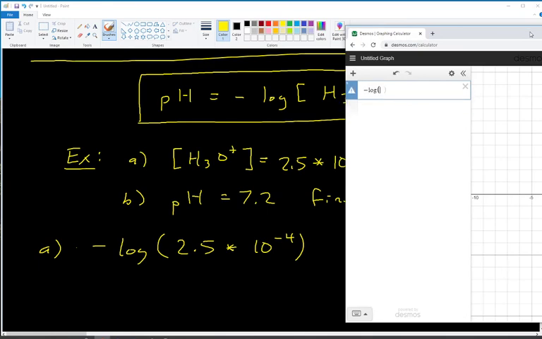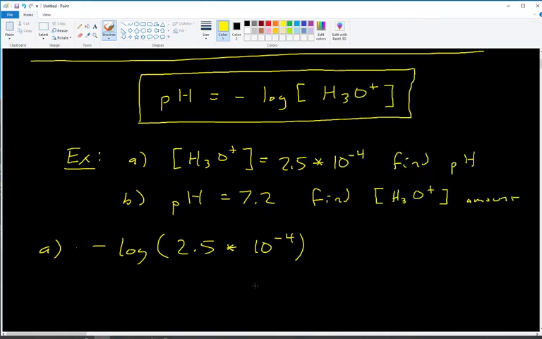So we get negative log of 2.5 times 10 to the power of negative 4. And the book says for pH, you're supposed to round to the tenths place. So we get 3.60, some other stuff. So we say the pH is 3.6.